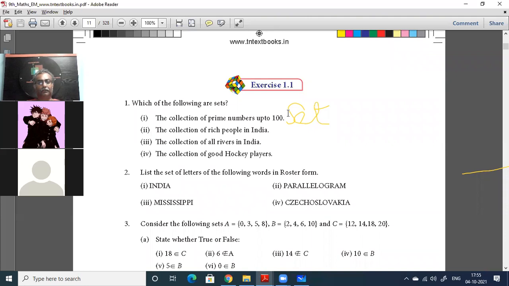That's also not a set, uncle. Collection of not good hockey players. Why? Because we are not to judge one, and there might be better hockey players also, uncle. Good or good. That word good is a problem. You are saying that word good is a problem. Very good. Okay. List the set of letters of the following words in roster form.